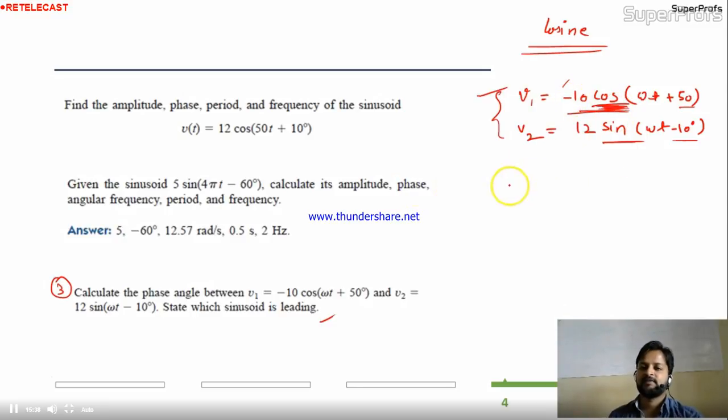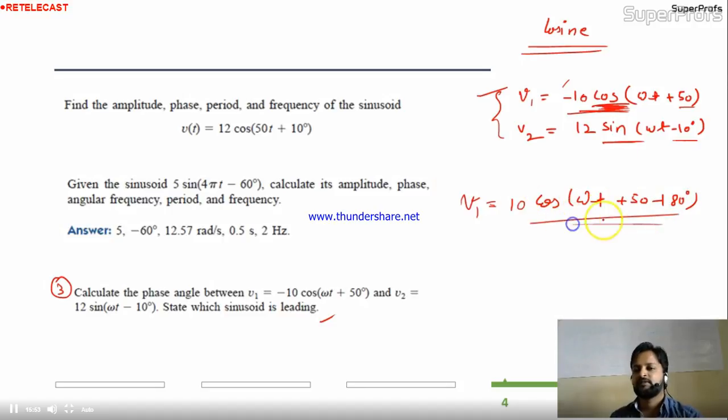So here a minus sign is given. I'll not go into the mathematics, I think you people know about this. I can write it as cos(omega t plus 50 minus 180 degree), because the meaning of this is minus 10 cos(omega t plus 50). I hope you know this mathematics part.